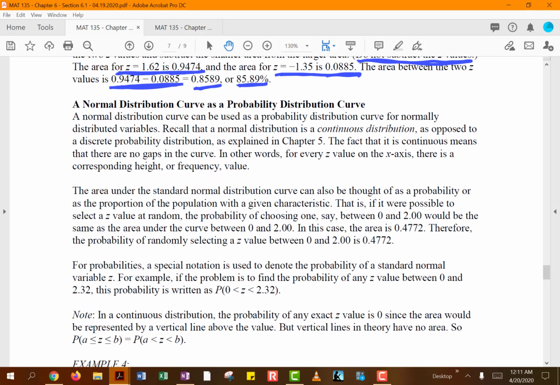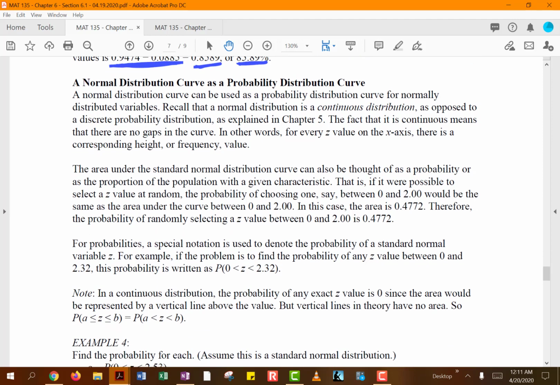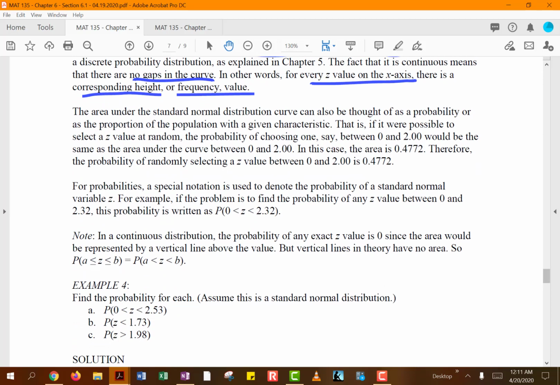Okay, all right, now we are getting into our discussion of probability distribution using the normal distribution. So again, remember that normal distribution is a continuous distribution. So basically what we need to remember is that there will be no gaps in our curve. So for every z value on the x-axis, you will be able to find a corresponding height or frequency for that z value. Okay.